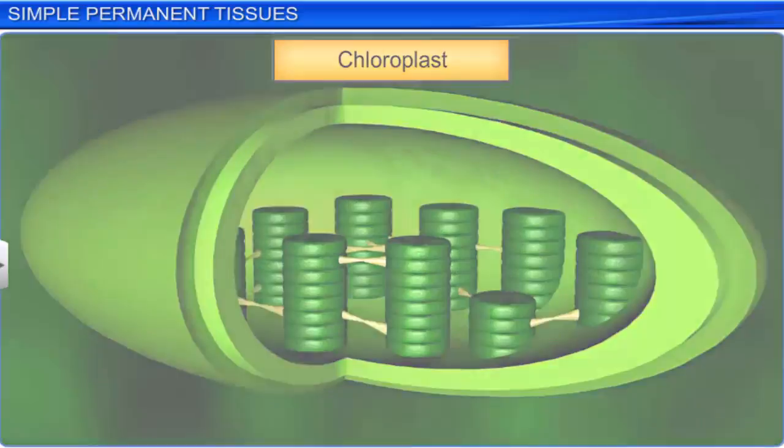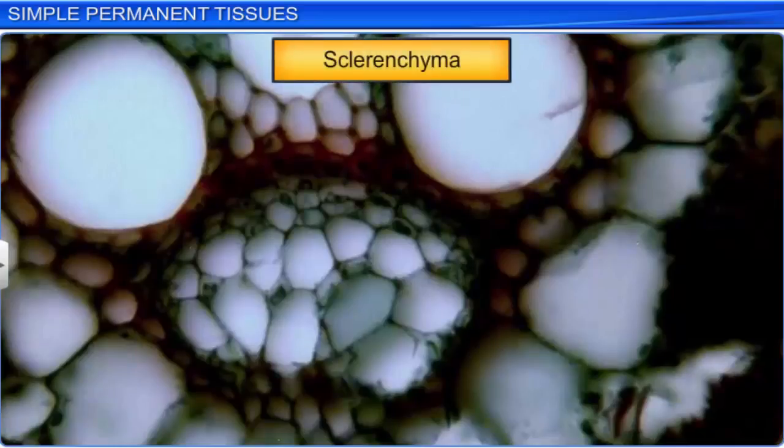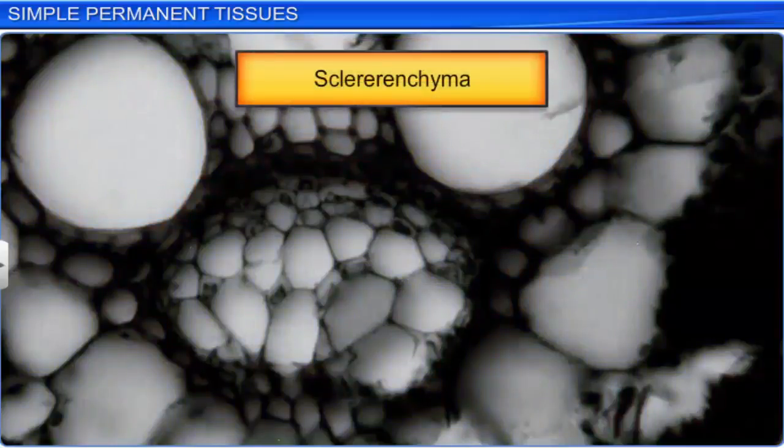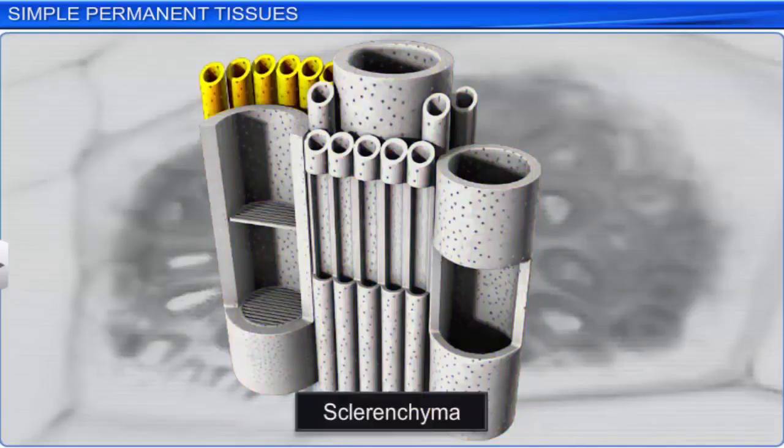The third type of simple permanent tissue is sclerenchyma, which consists of long, narrow cells with thick lignified cell walls. In fact, the term sclerenchyma has been derived from the Greek word skleros, which means hard. Sclerenchyma provides stiffness or mechanical support to plant organs. The cell walls of sclerenchyma have a few or many pits. These cells are generally dead and without any protoplasts.